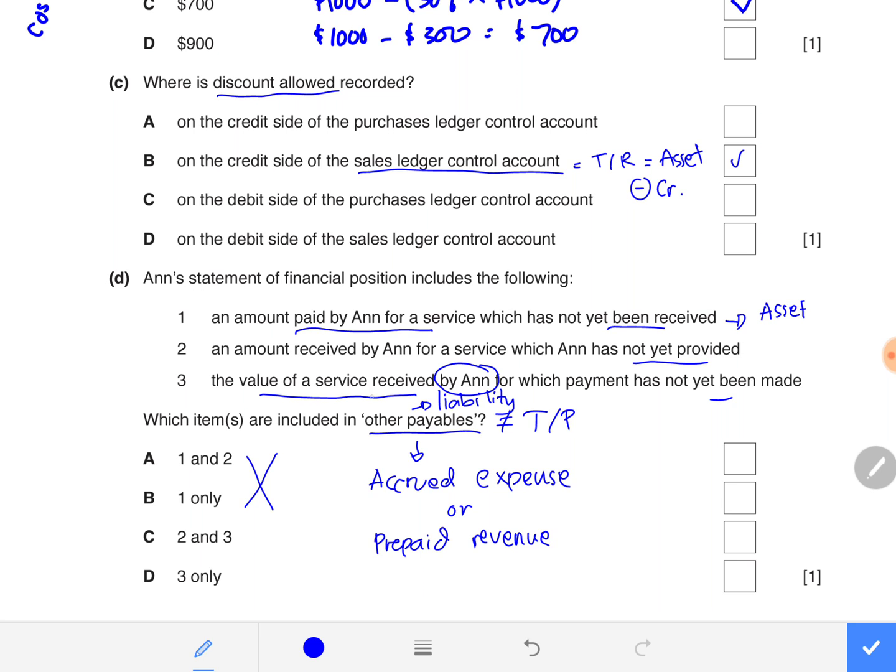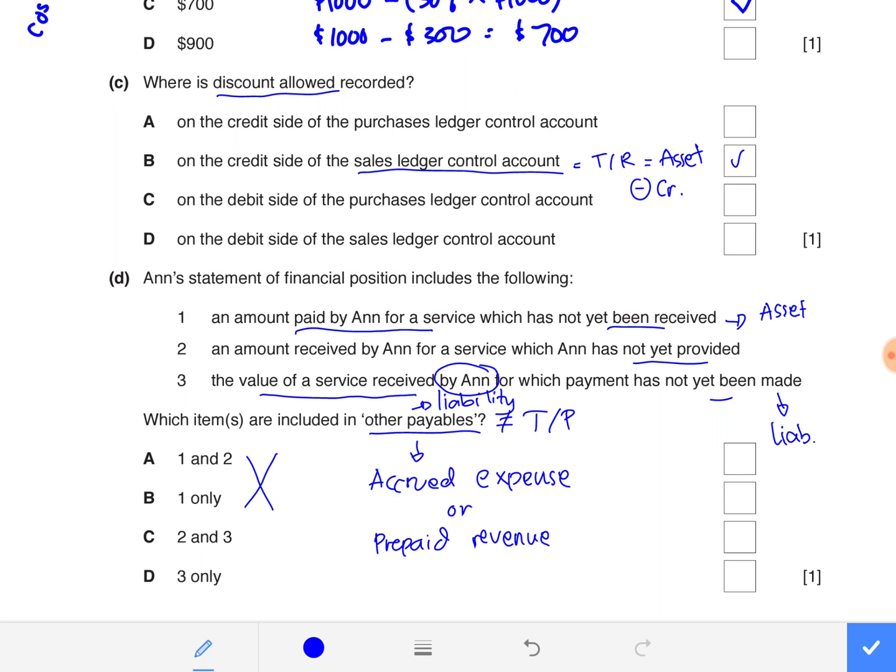The value of a service received by N. So N received a service, but N has not yet paid for it. So it will be considered a liability, of course.